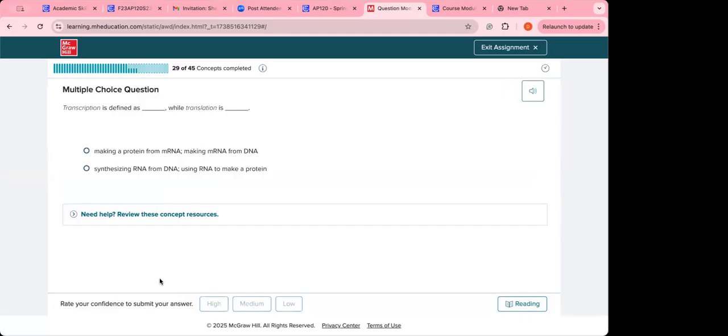Okay, so transcription and translation. We've talked about replication, but now we're going to talk about transcription and translation. So we need to review because we haven't talked about this yet. I need to read it so I can tell you.